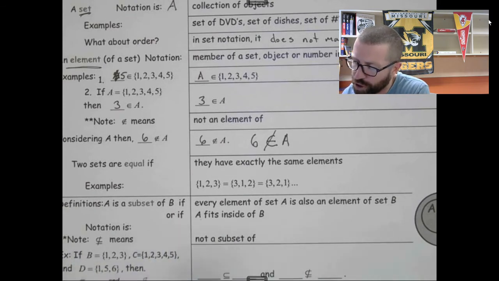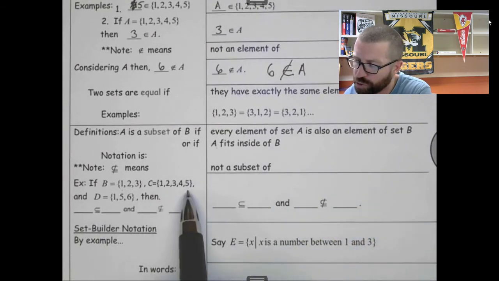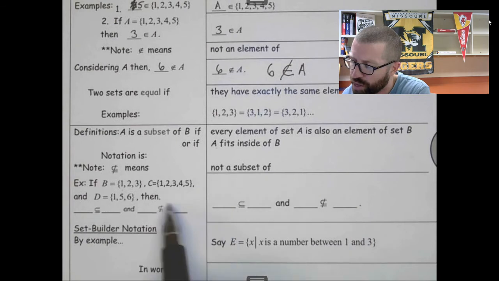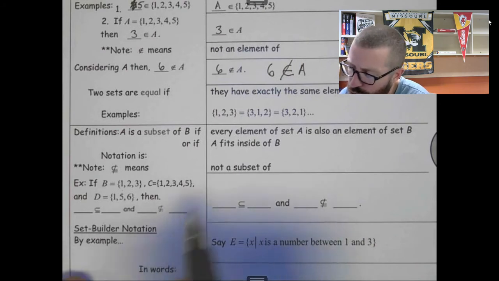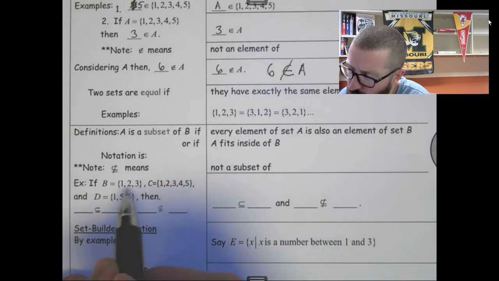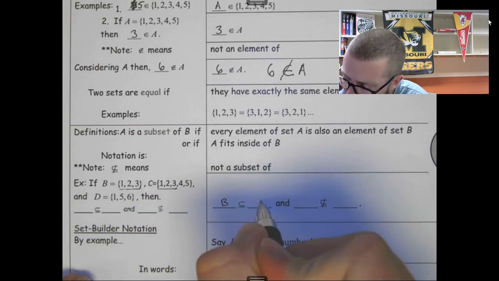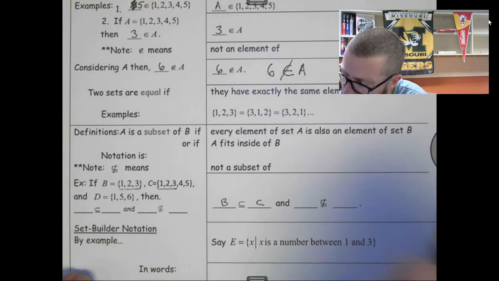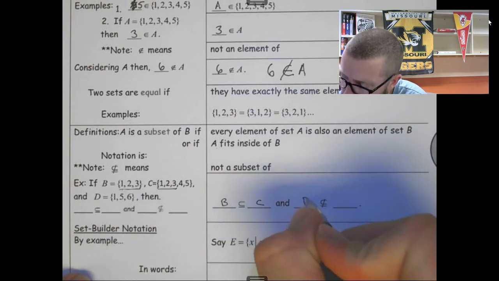So look at this example here. Say we have B is 1, 2, 3, C is 1, 2, 3, 4, 5, and D is 1, 5, 6. Then what can we say is true? We want to know which set is a subset of another one. Well, if you look at B and C, all of the elements 1, 2, 3 are in C. So we can say B is a subset of C.